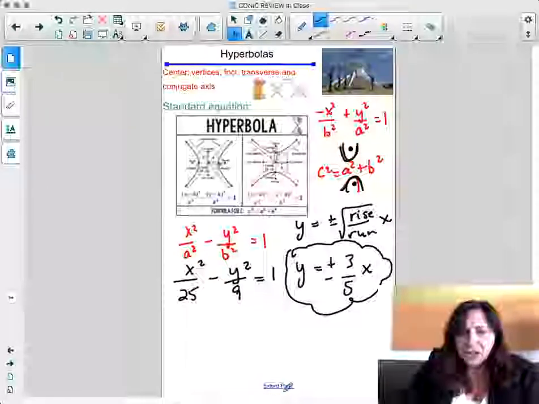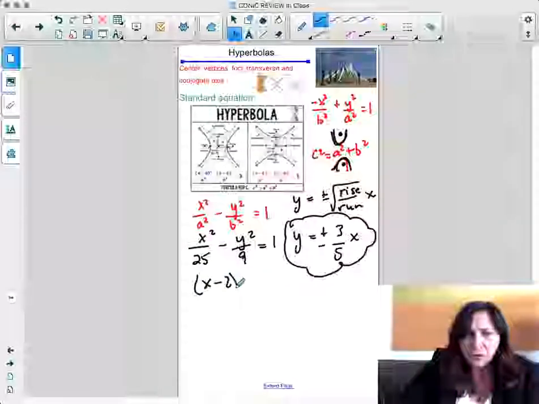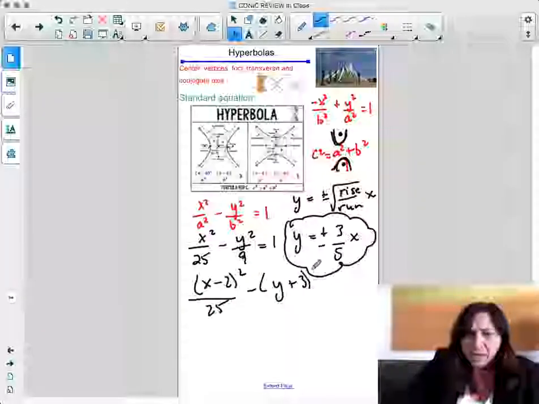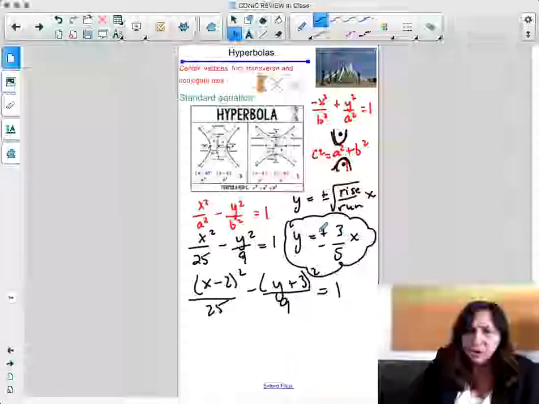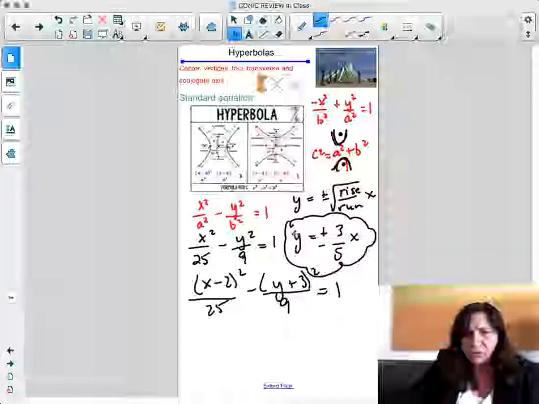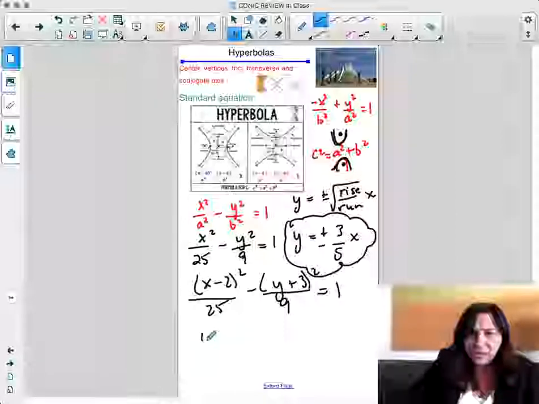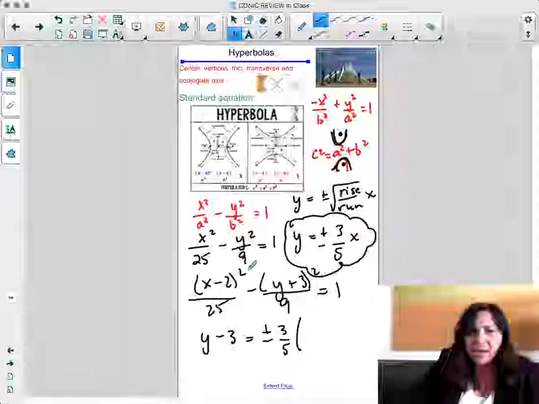But if my center changes, well, I guess I could show you right now. Let's say I had x minus 2, quantity squared, over 25, minus the quantity y plus 3 squared over 9 equals 1. Then the equation of my asymptotes would change, and I would put those values in for y and x. So I would have y minus 3 is equal to plus or minus 3/5 times x. Where's my x? 2. So it'd be x plus 2.